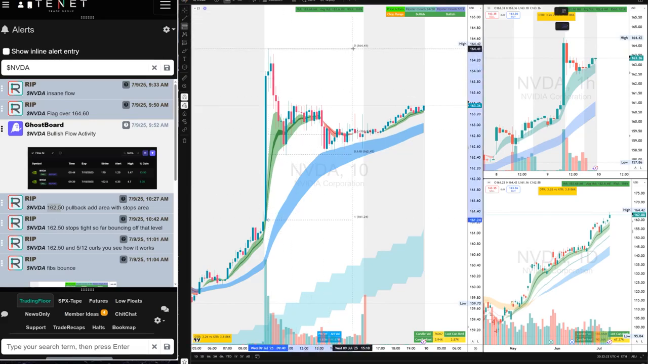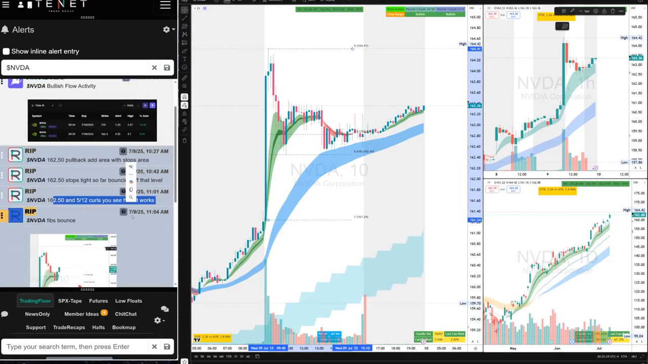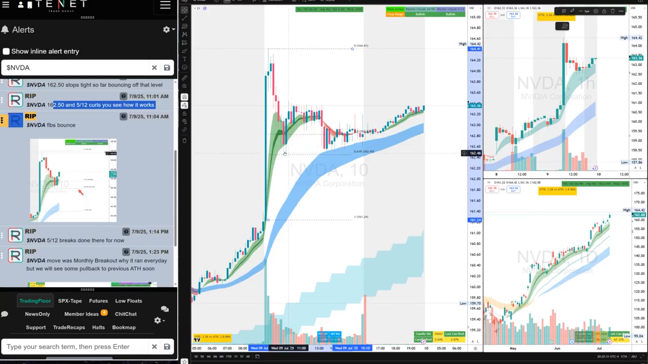But we did have a level, 162.50. I gave that level at 10:30. That's your pullback level. That's your stops. That's where you can curl it. And we did curl it, right? That 162.50, it dipped under the bar, came back. We did curl it, but after that it did nothing, right?